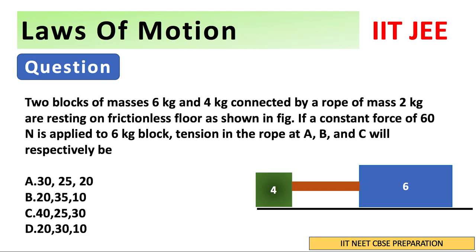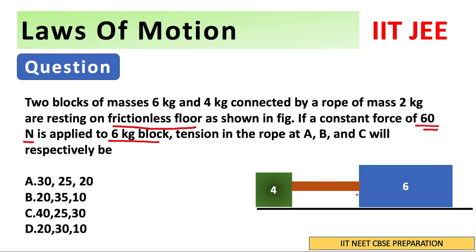In this video, we are going to take a look at this question. It says that two blocks of masses 6 kg and 4 kg are connected by a rope of mass 2 kg, and it is resting on a frictionless floor. If a constant force of 60 Newton is applied to the 6 kg block, the tension in the rope at points A, B and C will be?